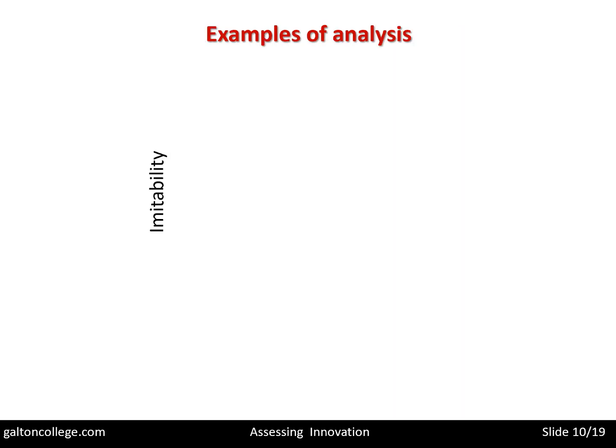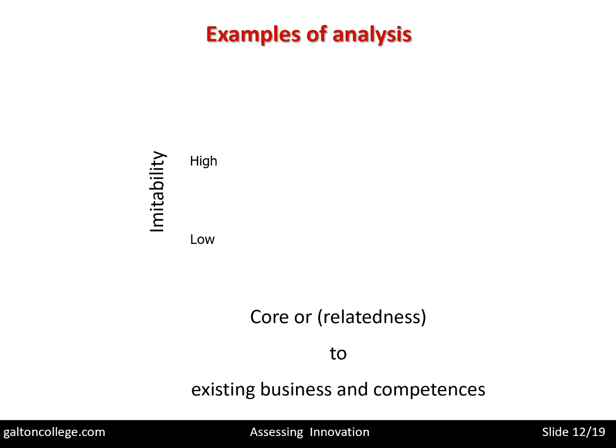So, examples here. Well, imitability means the ease with which we can imitate a particular product. And we can have low imitability and high imitability. In other words, if it's high, it's very easy to copy a product. We can be imitated very easily. If it's low, then it's difficult to copy it. And the relatedness to existing business and competencies.